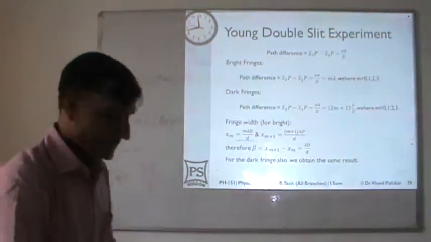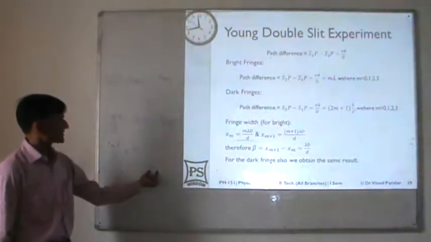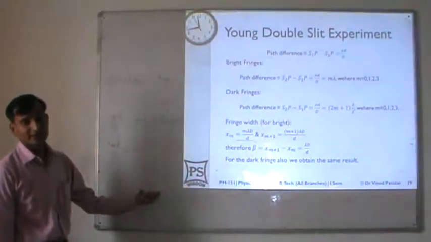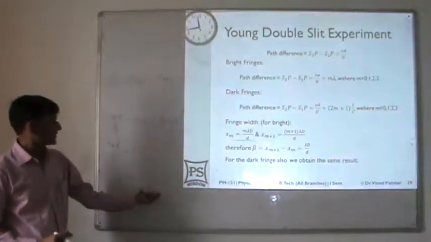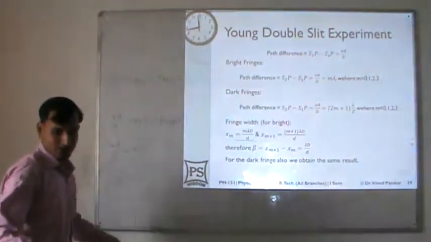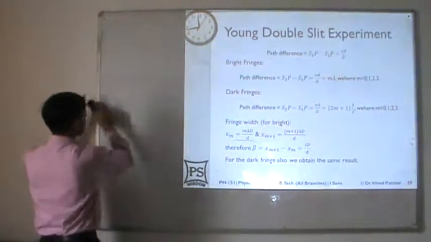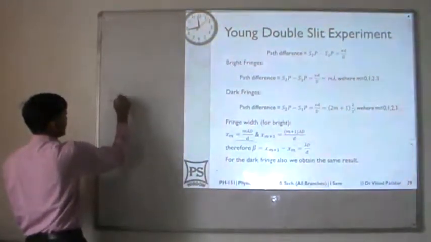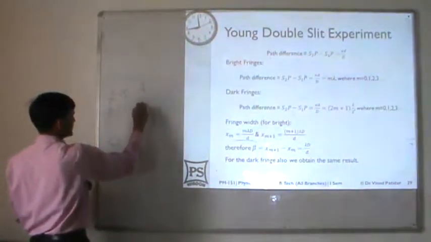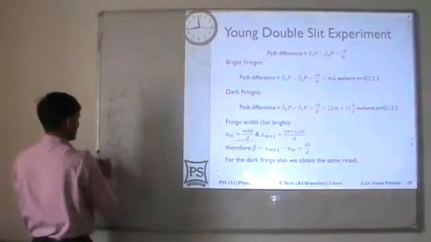Now remember, lambda is the wavelength of the monochromatic light, capital D is the distance between the double slit and screen, and small d is the distance between the two slits. Now if I see here the beta, the fringe width, beta is proportional to lambda, beta is proportional to capital D, and beta is inversely proportional to small d.